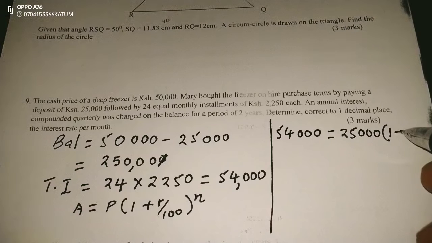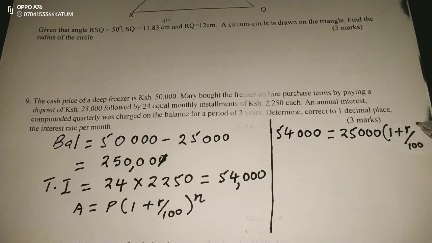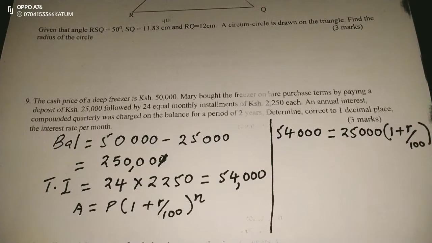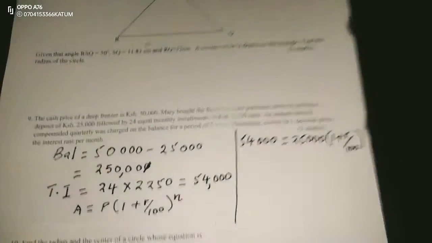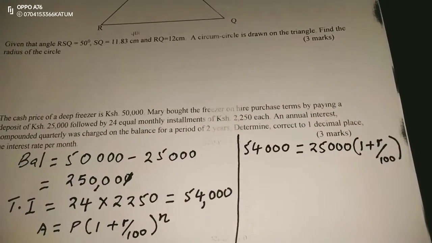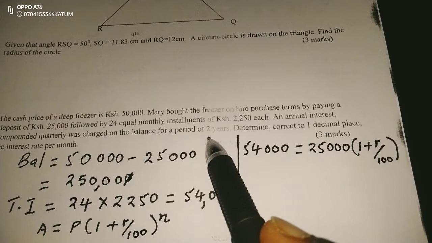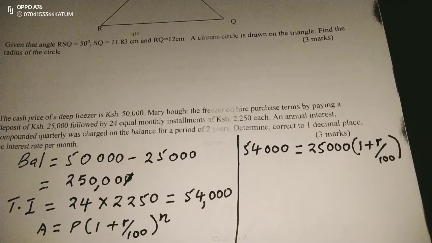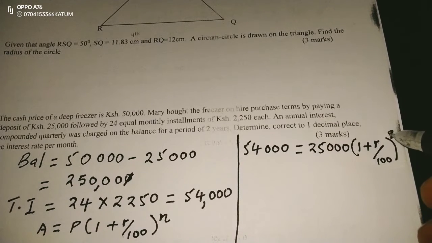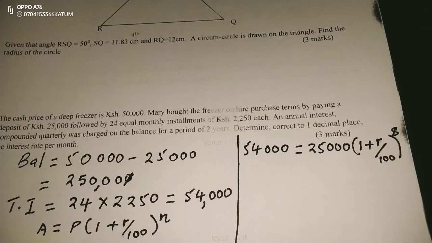Then we'll say 1 plus a known rate out of 100 raised to n, where n is the number of interest periods. The number of interest periods when interest is compounded quarterly for 2 years: each year has 4 quarters, and they are 2. That means we're going to have 8 quarters. If it was something like semi-annually, we would have raised to 4 because in the 2 years, each year has 2 halves. So those are some of the instructions we should be keen with.